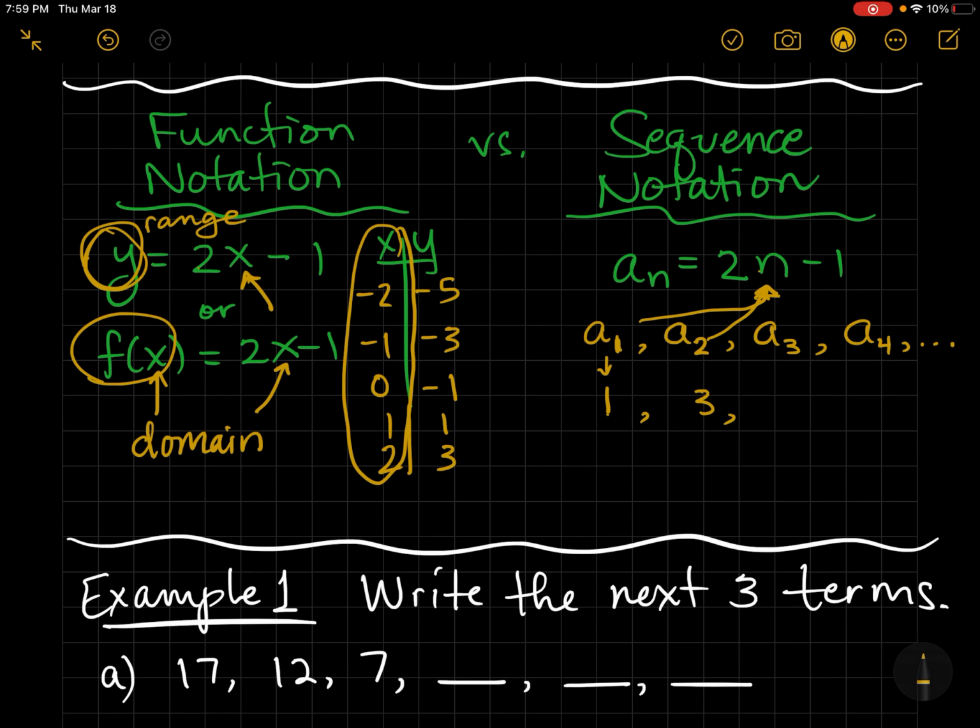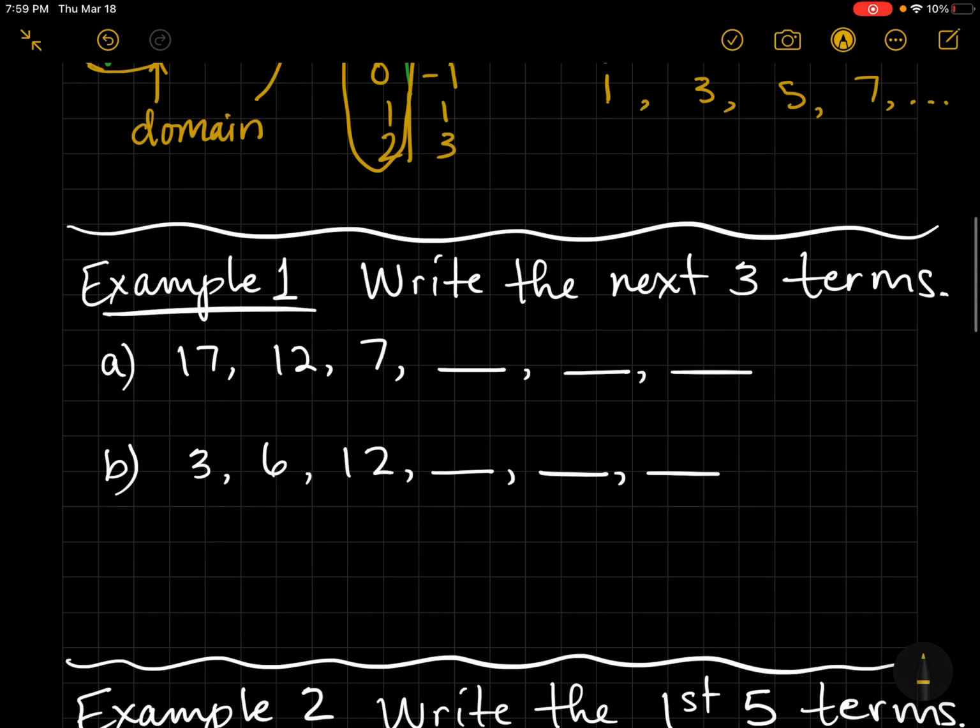You wouldn't say the negative 4th term. It always starts with the first term. And then if we plug 3 in, we'd get 5 and 7 and so on. But you still see the same pattern where the numbers are increasing by 2. So the notion of slope is not going away, being a rate of change. Let's do an example.